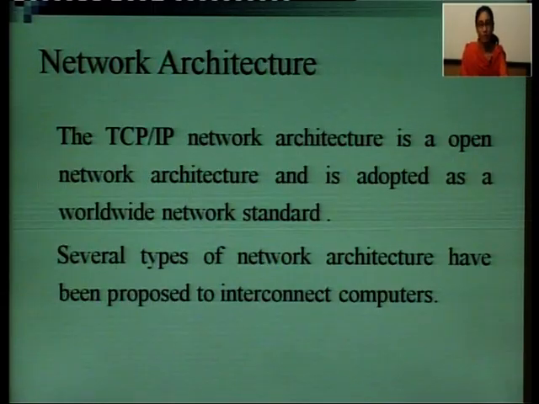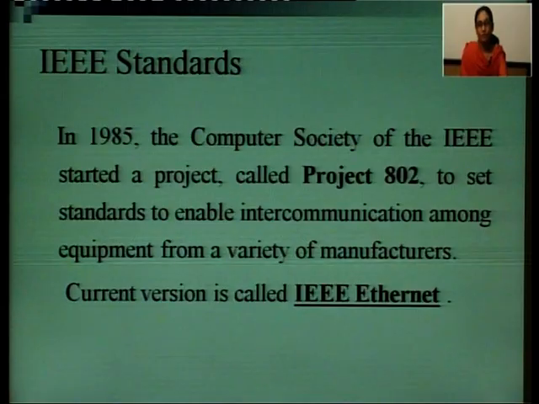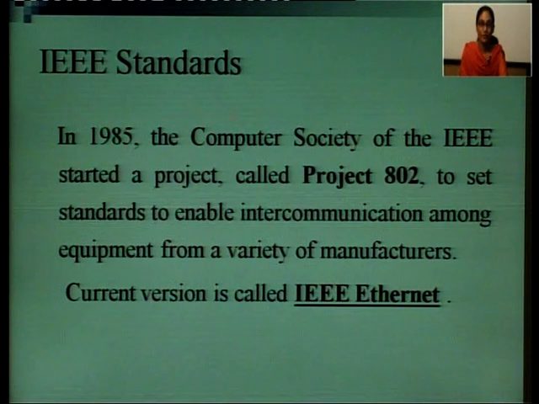There are several types of network architecture that have been proposed to interconnect computer systems. There are different standard organizations which give standards in computer networks. First of all, as we all know, the OSI model is the reference model, or the framework, which was given by the ISO, that is the International Standard Organization. OSI means Open System Interconnection. Another standard organization is IEEE.